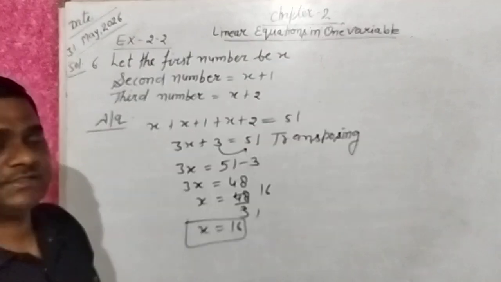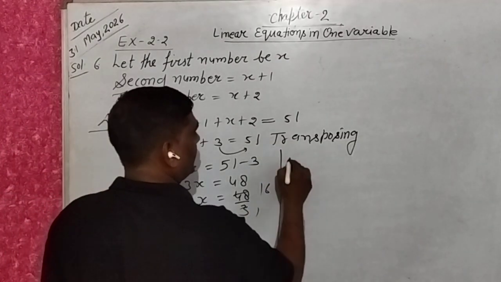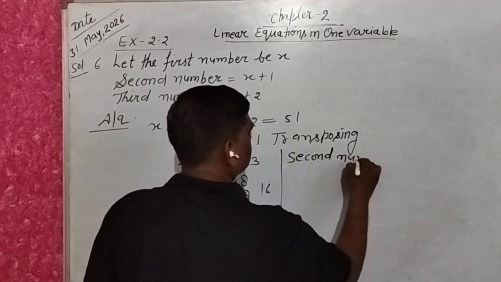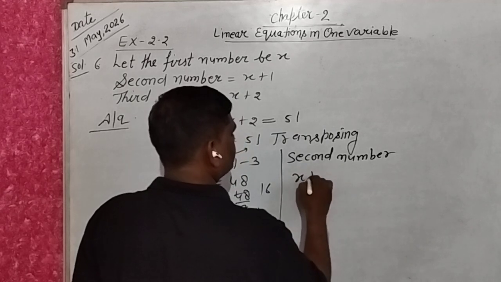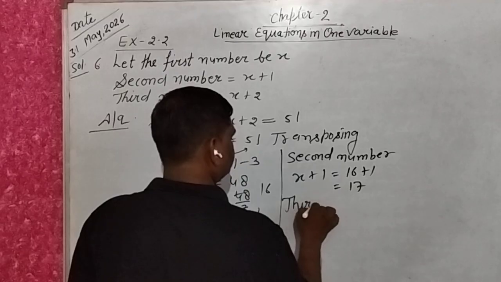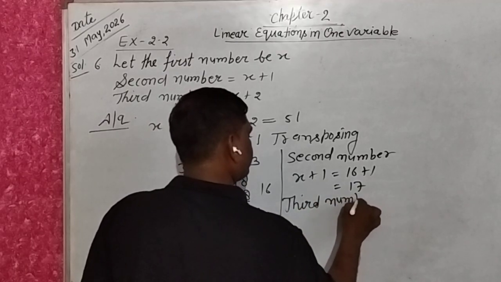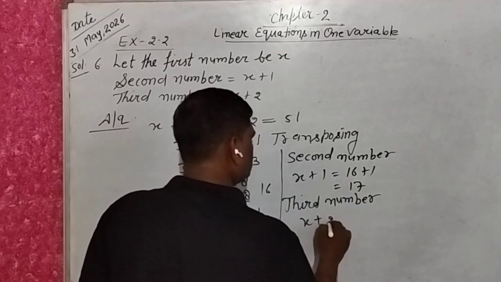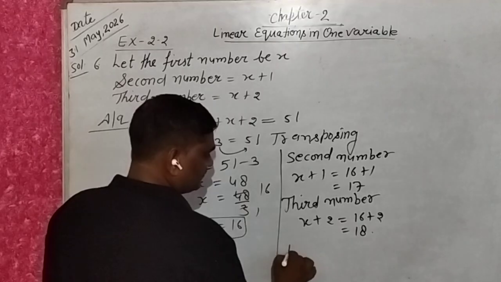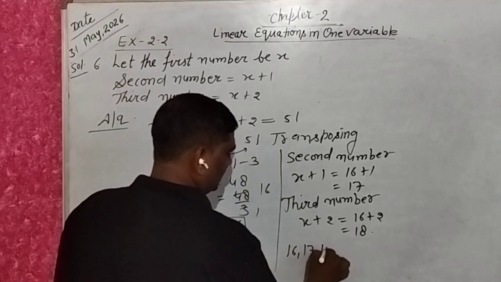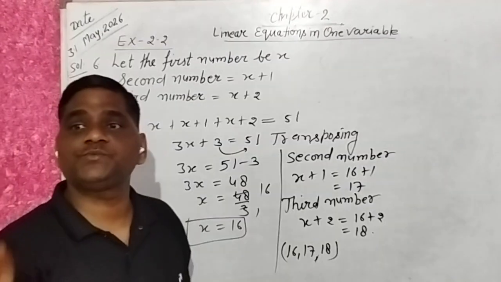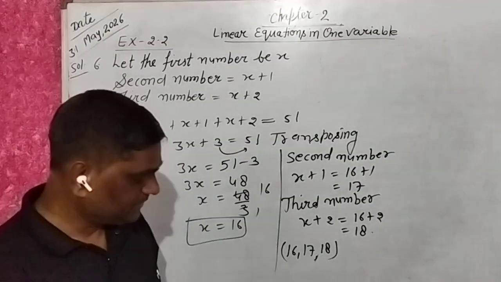So the first number is 16. Second number is x plus 1, 16 plus 1 is equal to 17. Third number is x plus 2, 16 plus 2 is 18. So we write here 16, 17 and 18, these integers whose sum is 51. Okay guys, next question.